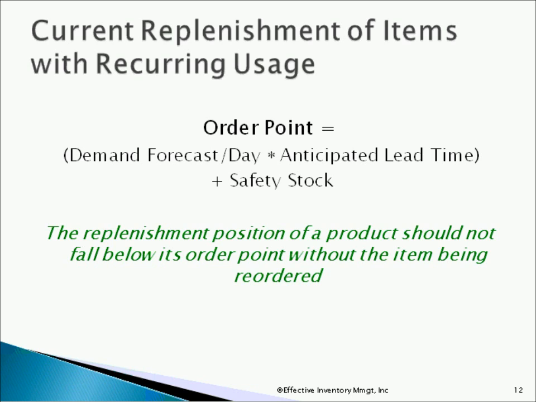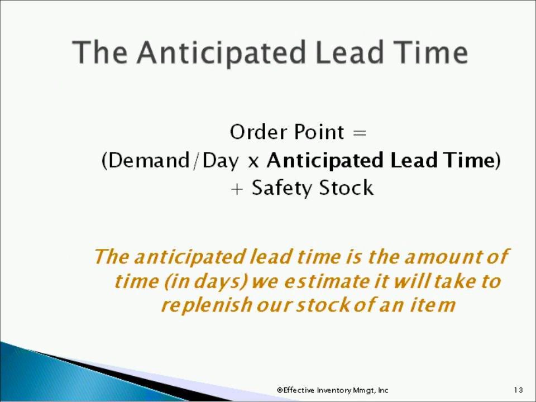Now, say here the replenishment position of a product, my net stock available should not fall below its order point without the item being reordered. Now, this is going to ensure that you have great customer service, but we need to be sure that we have an accurate forecast, an accurate lead time, and enough safety stock to protect our desired level of customer service.